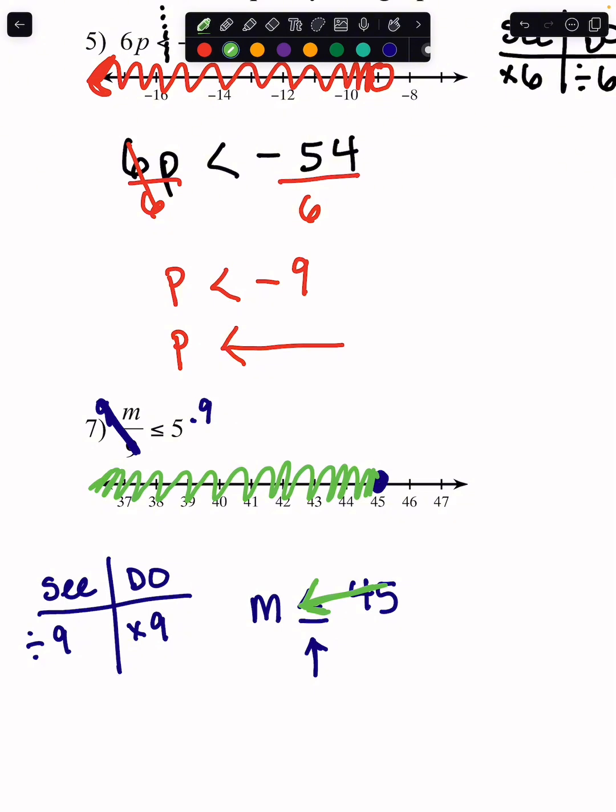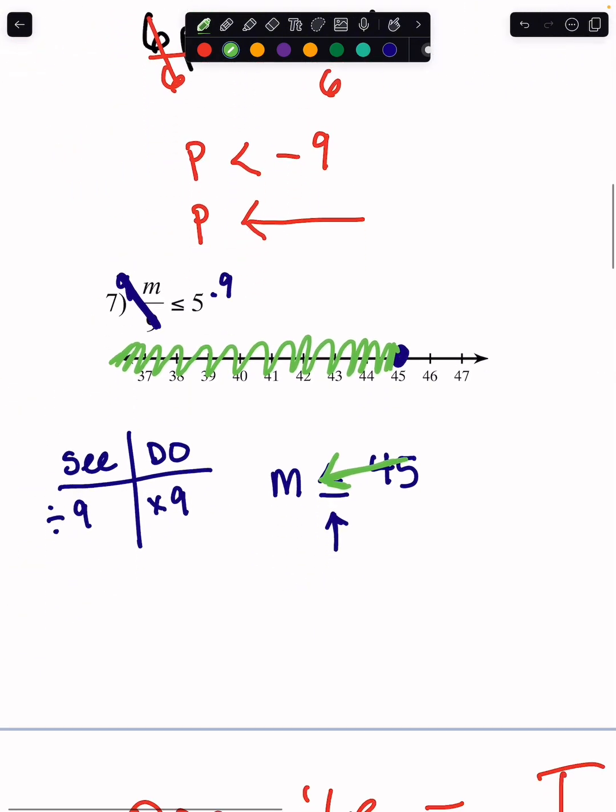So let's say I choose 40, right? If I put 40 where M is, and I divide it by 9, what's 40 divided by 9? Actually, let's not use 40. Let's use 36. That'll work. 36 will make our life easier because 36 is right around here. And 36 would be in the shaded area.